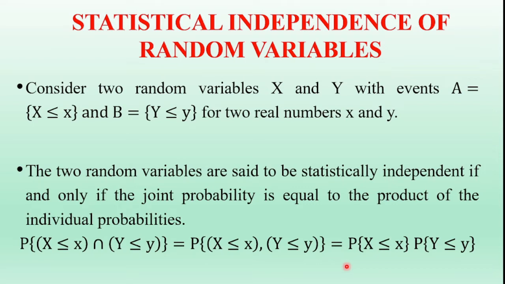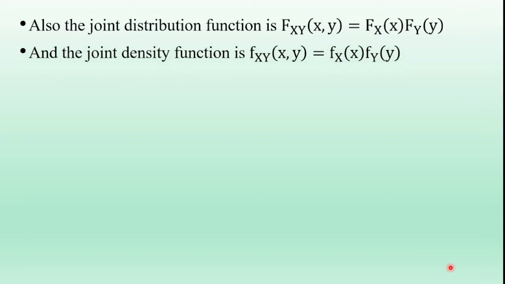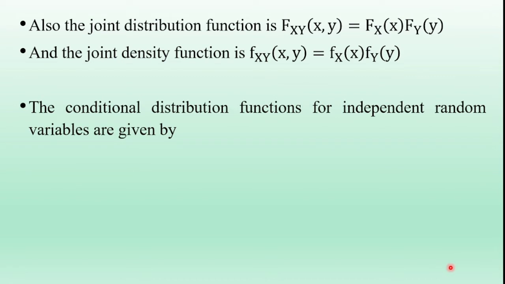The LHS term is the joint probability, and it is equal to the product of the individual probabilities on the RHS. In the statistically independent case, the joint distribution function F_XY(x,y) is equal to the product of their individual distribution functions, that is F_X(x) times F_Y(y). Similarly, the joint density function small f_XY(x,y) is equal to small f_X(x) times small f_Y(y).